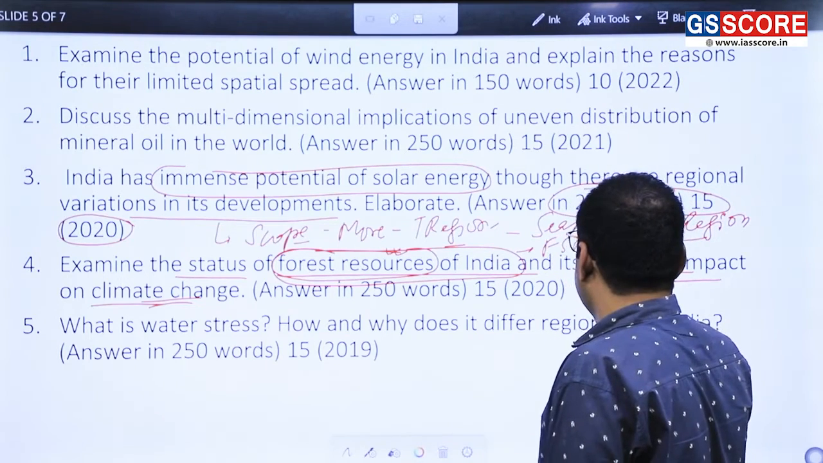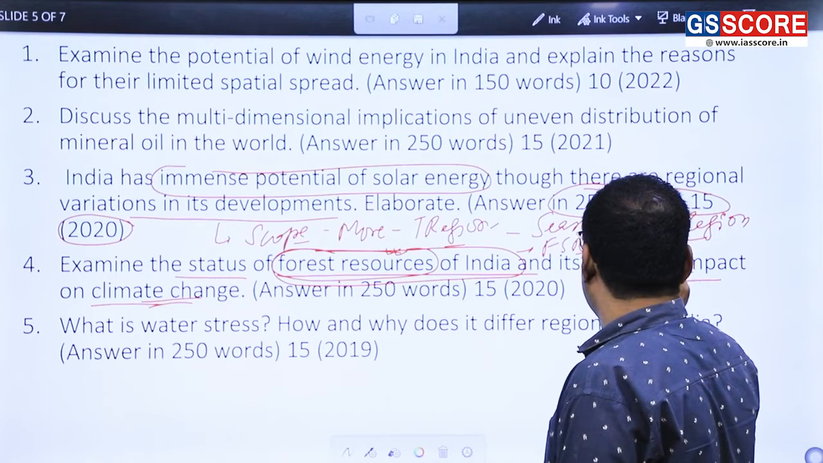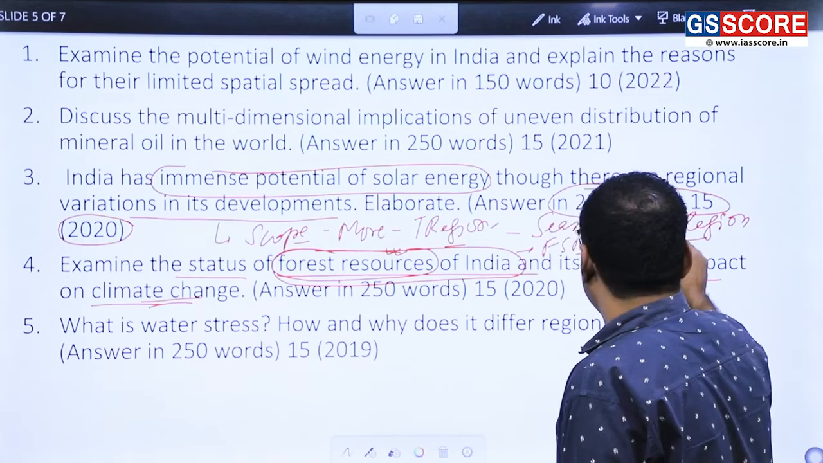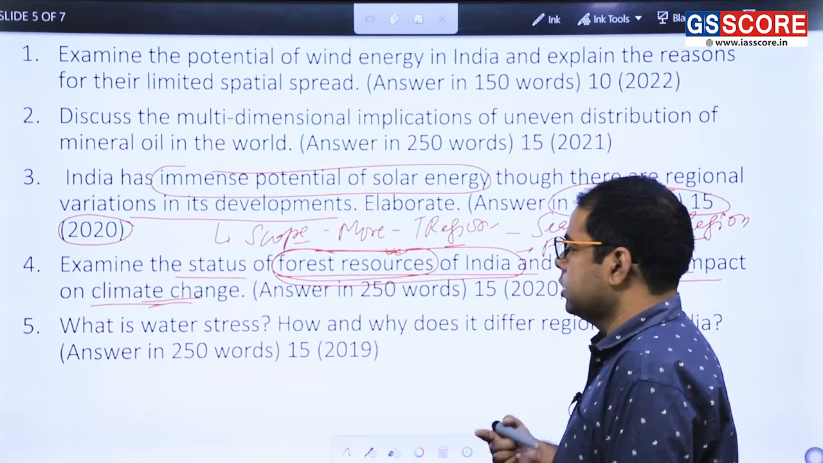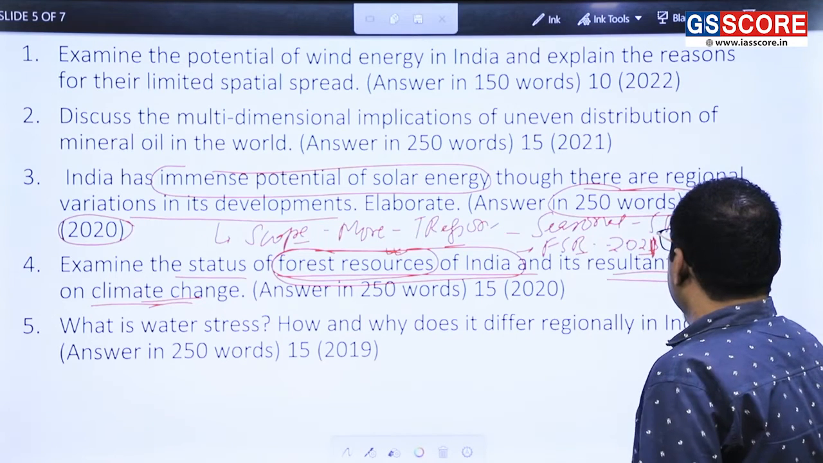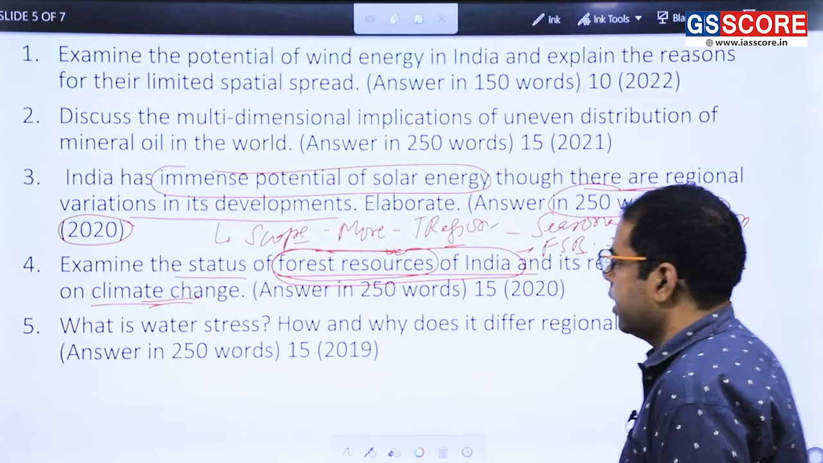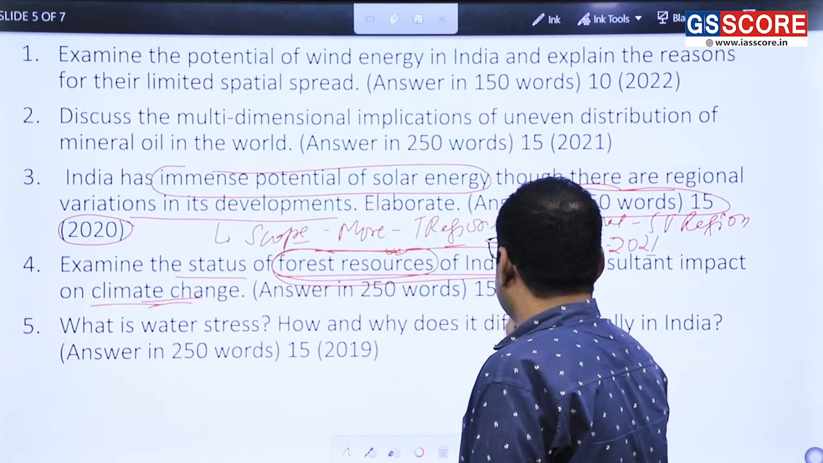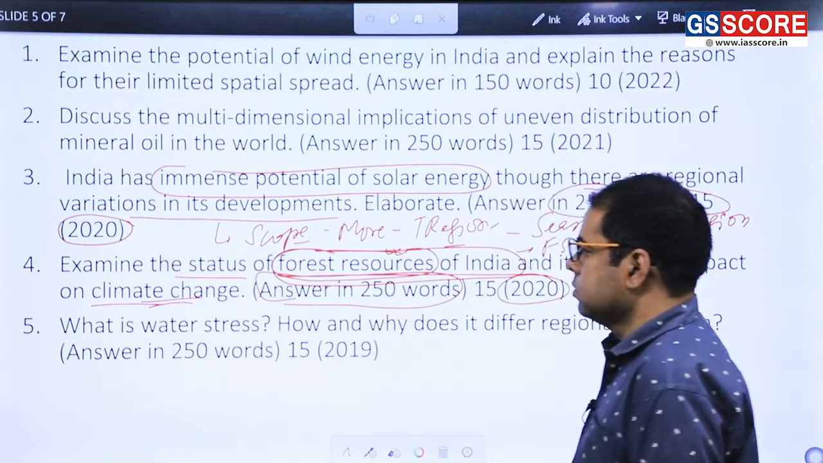Today the latest forest survey report is 2023. The previous one was 2021, sorry, it has been released every 2 years. This is 2021, right? Again, you have to write this question in 250 words.